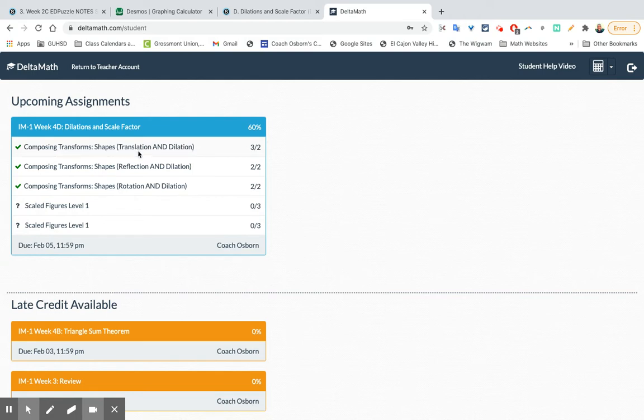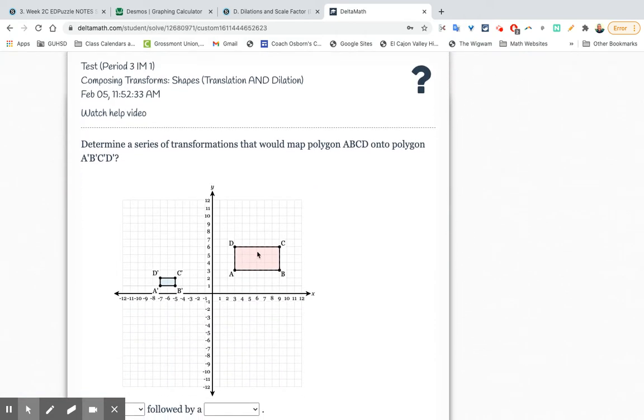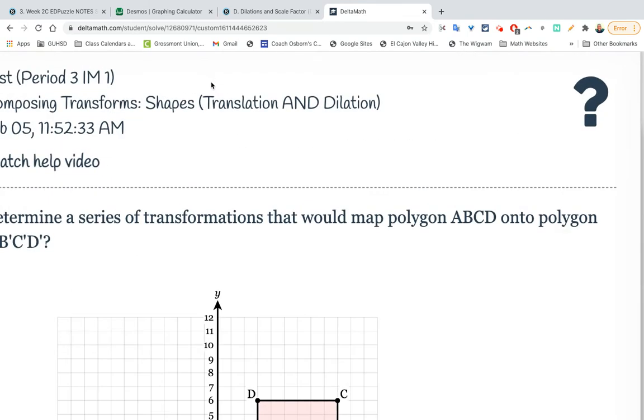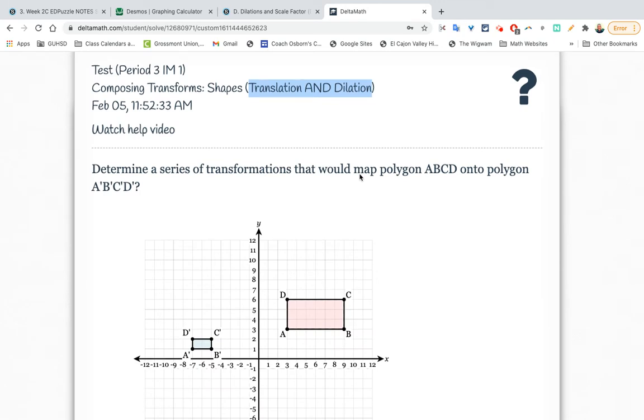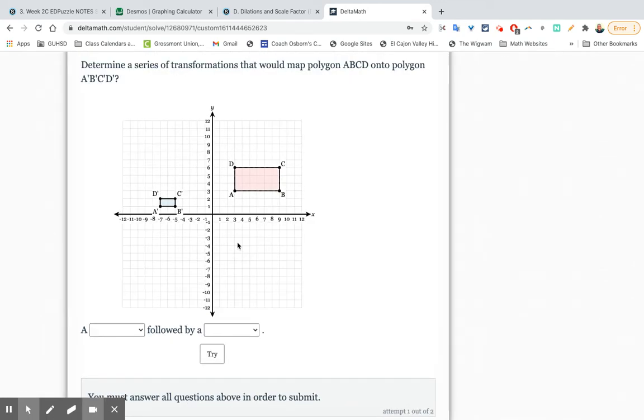So for the first one, we have a series of transformations, and one of those includes a dilation. In this case, it's going to be a translation and a dilation, so keep that in mind. The title actually tells us what we're going to be doing. Now, I like to focus on the dilation first.